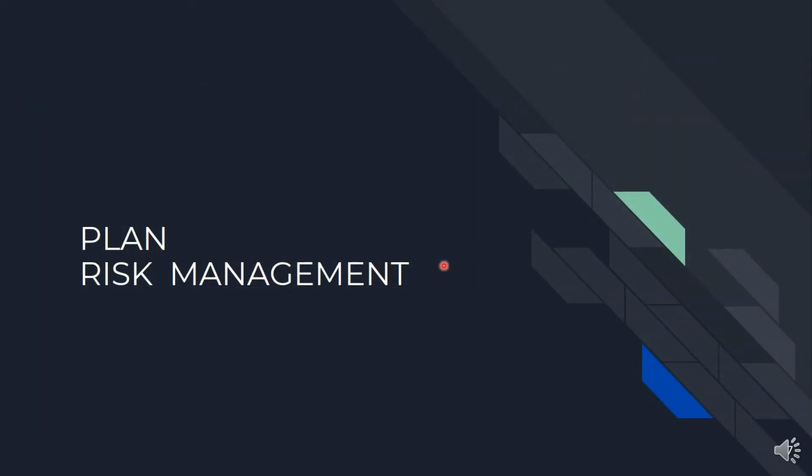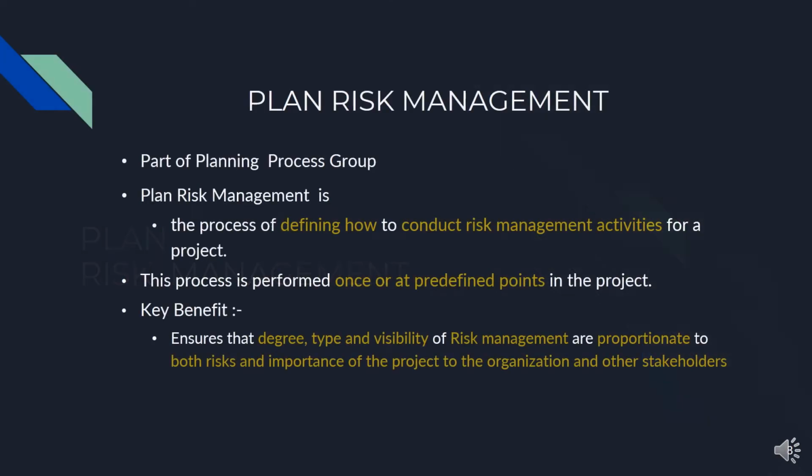Let's understand the first process of project risk management, which is plan risk management, part of the planning process group. In this process, we define how to conduct the risk management activities for the project. It is performed once or at predefined points in the project. A key benefit of the plan risk management process is that it ensures the degree, type, and visibility of risk management are proportionate to both the risk and the importance of the project to the organization and other stakeholders.